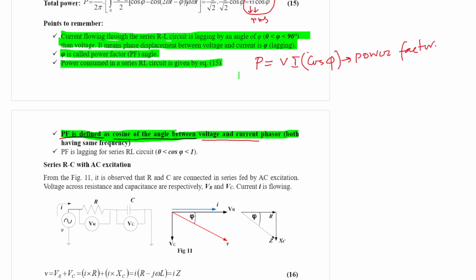However, we have a condition that the voltage and current phasor must have the same frequency. What will happen if the frequencies are different, we shall discuss later on. So this is the definition of power factor. It is the cosine of the angle between voltage and current. The range of power factor is between 0 to 1.